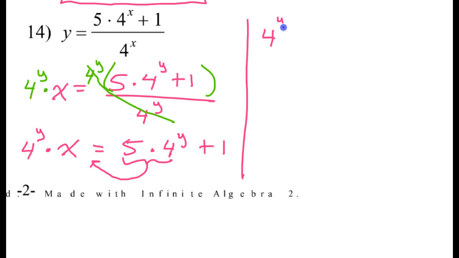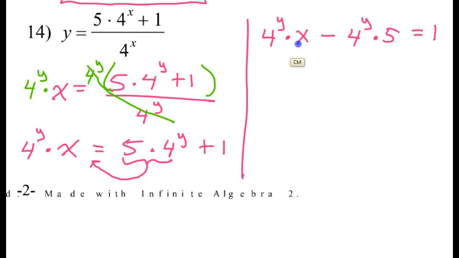So that's going to give me 4 to the y power times x minus, and I think I'll just switch these around. So I'll have minus 4 to the y power times 5. I subtracted them, and I just went ahead and switched the order so that it would look the same. And all that equals 1, because that's what's left over there. So now I have this.